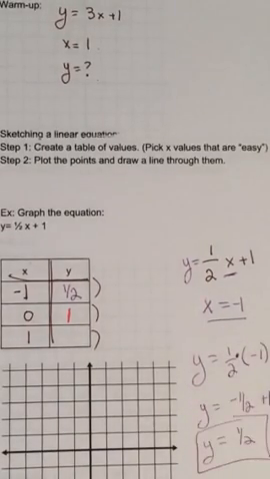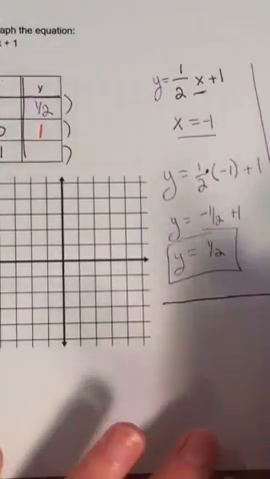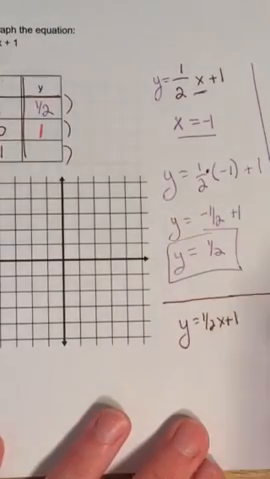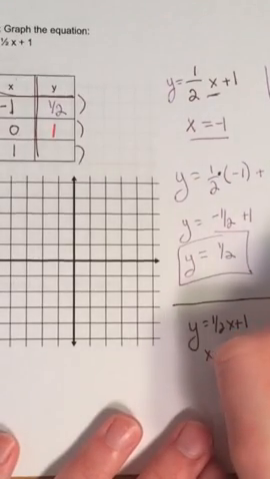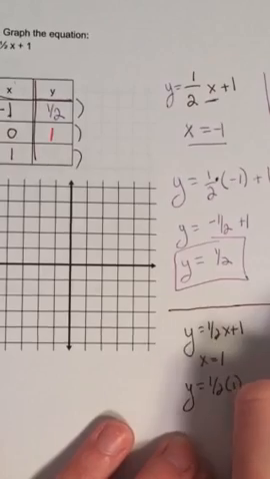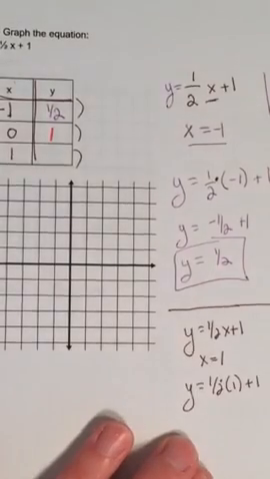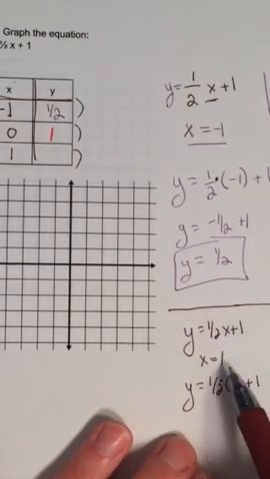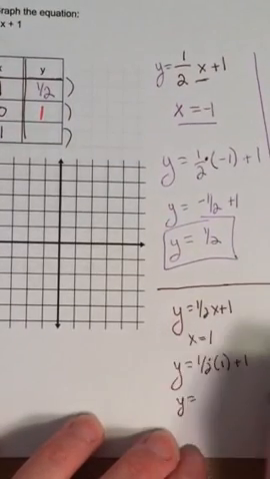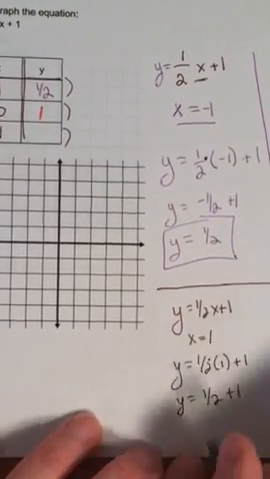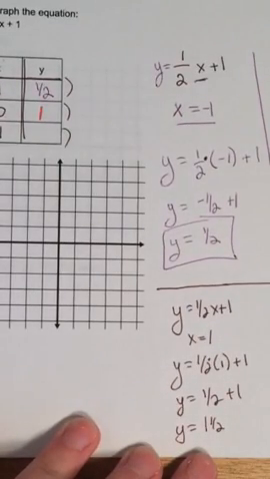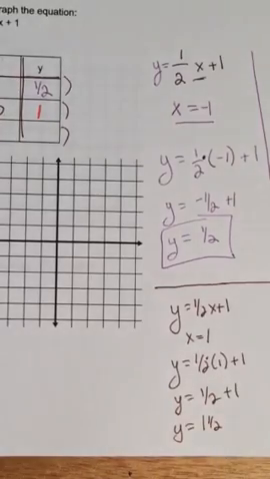Now remember, you only need 2 points, but I'm doing 3 just to be safe. So y equals 1/2 x plus 1. And my third x is 1. So I get y equals 1/2 times 1 plus 1, because wherever I see an x, I plug in a 1 instead. So I get y equals 1/2 times 1, which is just 1/2, plus 1. So I get y equals 1 and 1/2.